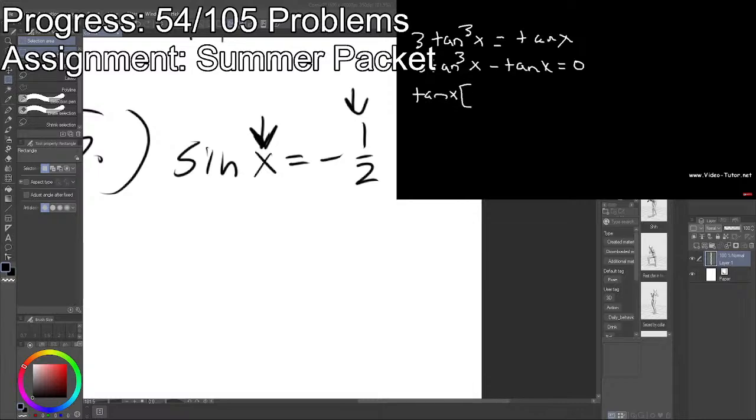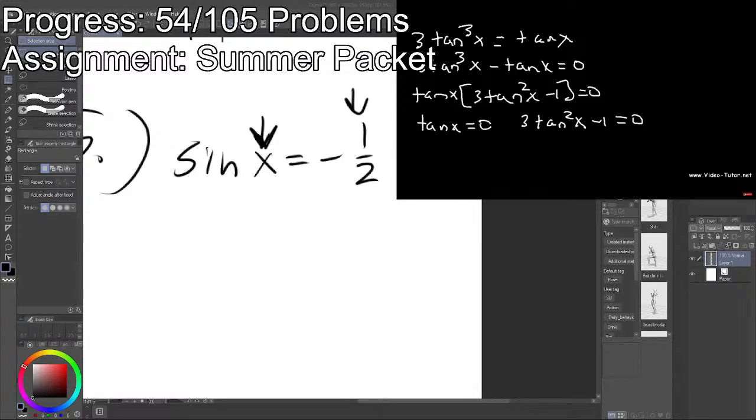3 tan cubed divided by tan is 3 tan squared. And negative tangent x divided by tan is negative 1. Alright, so this is what we have. After you factor it, separate it into two equations. Tan x is equal to 0, and 3 tan squared x minus 1 is equal to 0.